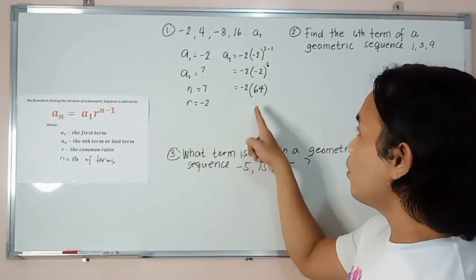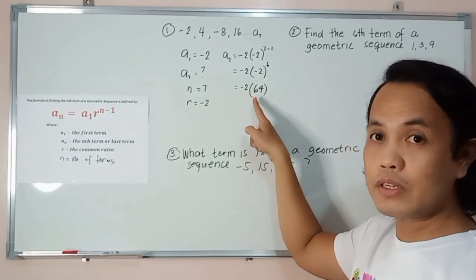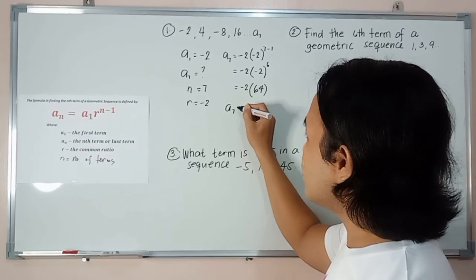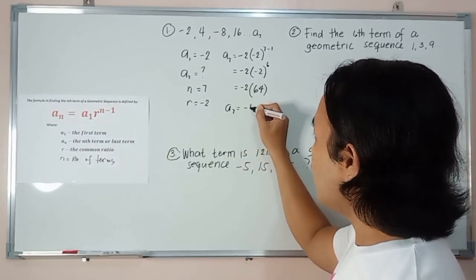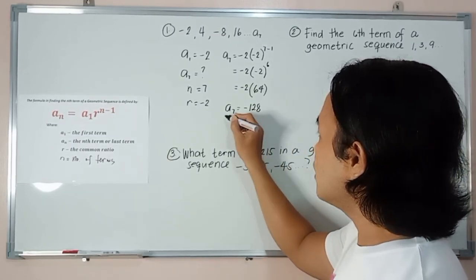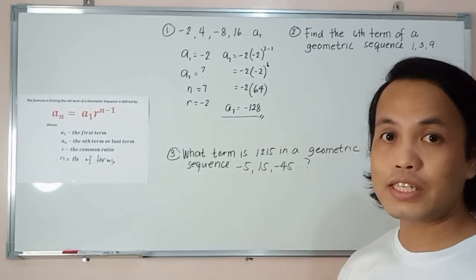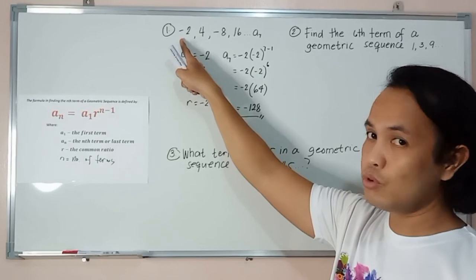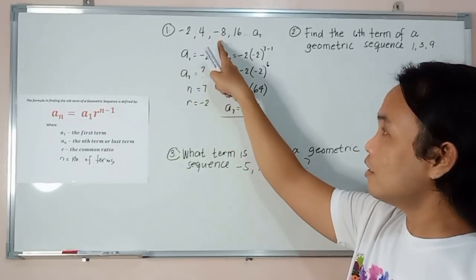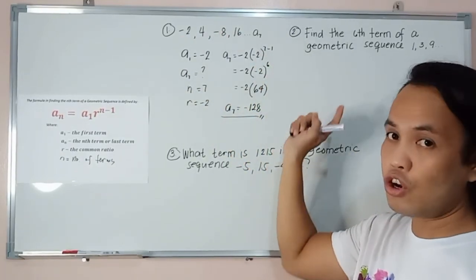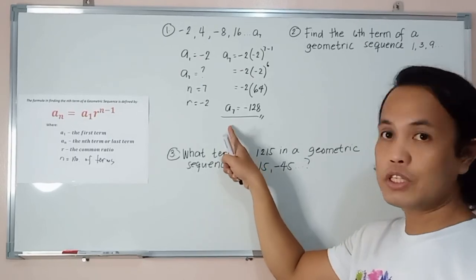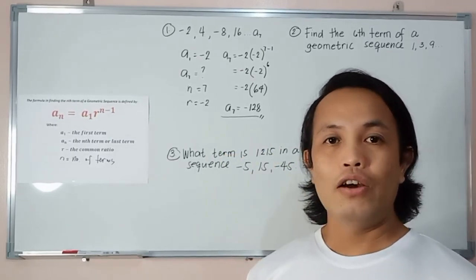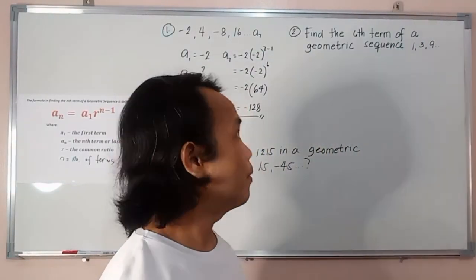This time, we multiply negative 2 times 64. So our a sub 7, therefore, is negative 128. This is now our 7th term. The 7th term for the sequence negative 2, 4, negative 8, 16, and so on until the 7th term, is negative 128. Now let's proceed to our next example.